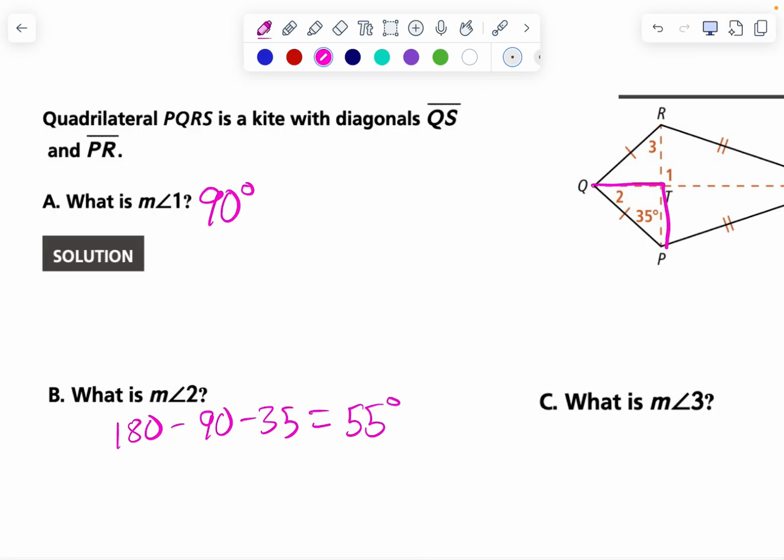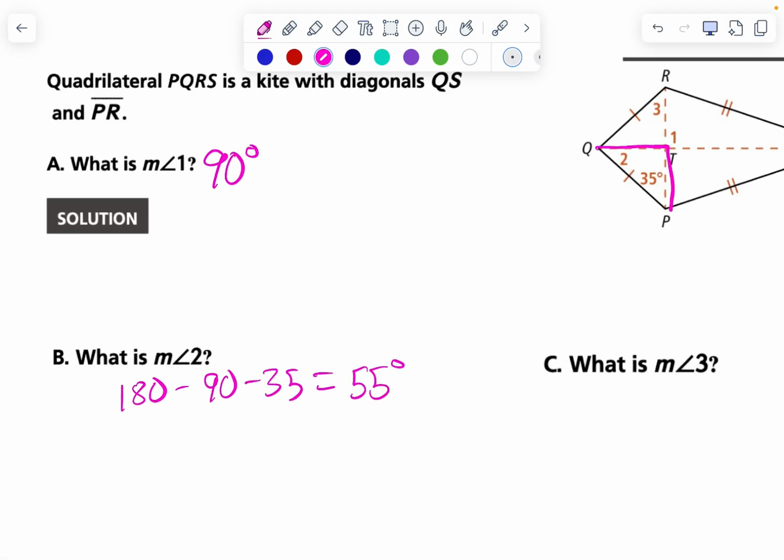Okay, before we do 3, what is the measure of angle Q? Measure of angle Q. What was it? 110. Yeah, that one is bisected, right? So we know that 2 is congruent to the other side, and so we just double the 55.